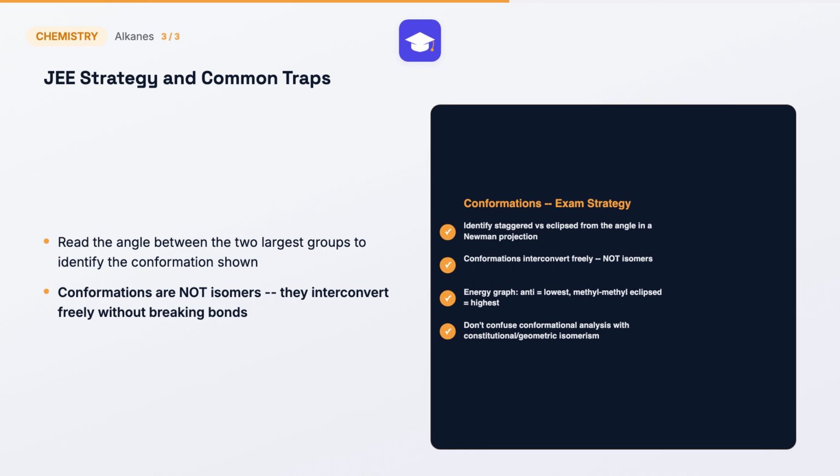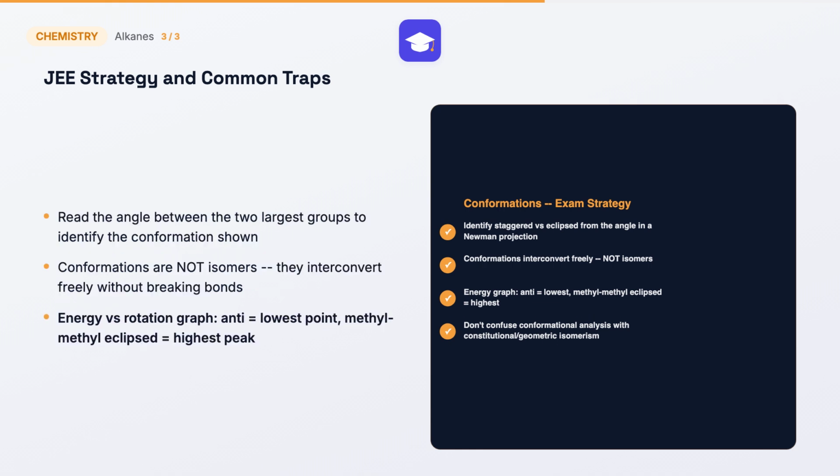A frequently tested trap involves remembering that conformations are not isomers, since they interconvert freely at room temperature through simple bond rotation, requiring no bonds to break at all. This is fundamentally different from constitutional or geometric isomers, which cannot interconvert without breaking bonds.